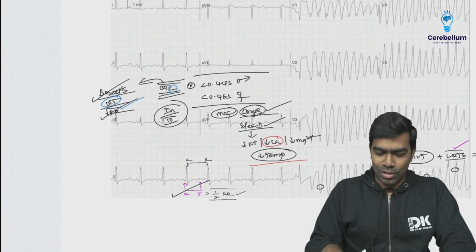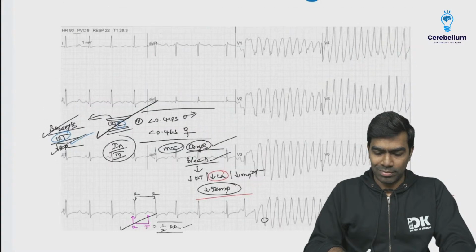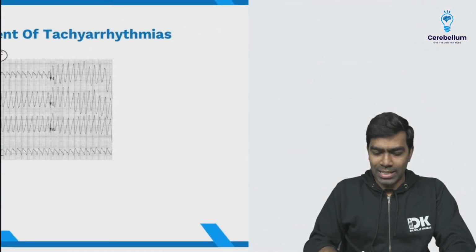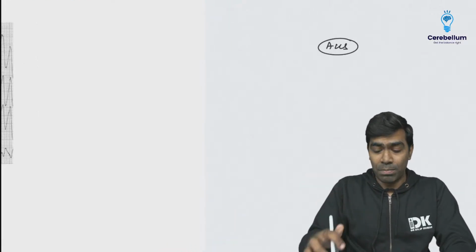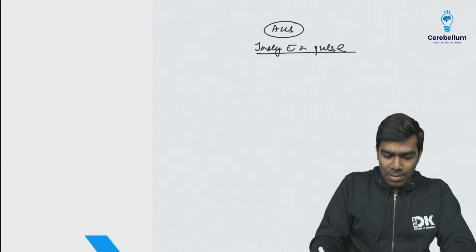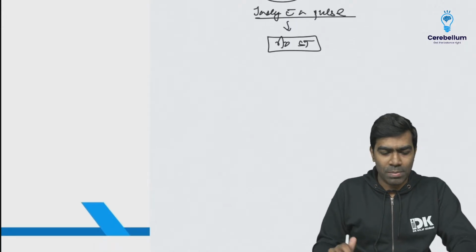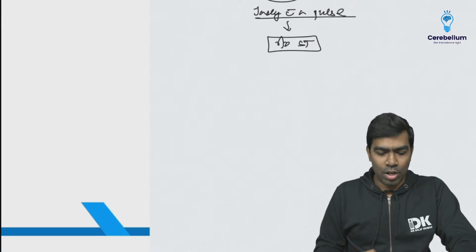That's it. So we have discussed a little bit about the QT interval also. Now let us move on to the management of tachyarrhythmia as such. I'm going to talk about the ACLS protocol for management of tachyarrhythmia with a pulse. So how will you manage a patient with tachyarrhythmia and having a pulse? Step number 1, always rule out sinus tachycardia before starting the treatment, because treatment of sinus tachycardia in most cases is treatment of the cause.